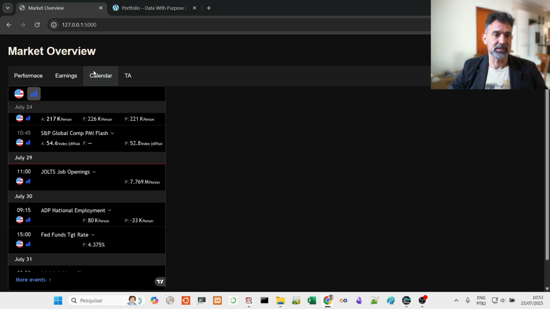The next section is about the calendar. So what are the news releases and economic information that is coming out today and at what time, so we can be prepared for the trading session of that day specifically. This is extracted from TradingView, so it's just a widget in the page.